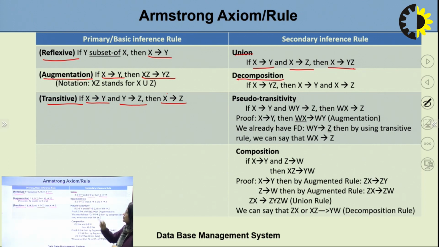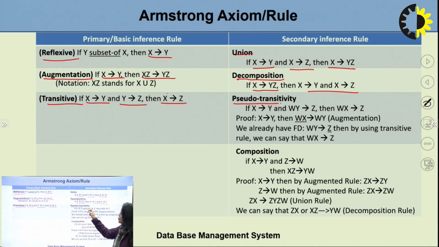Next rule is decomposition. If x tends to yz, then we can decompose it into two functional dependencies, x tends to y and x tends to z. So we are decomposing. This is just the opposite of the union, or we can say that union is just the opposite of decomposition, right?